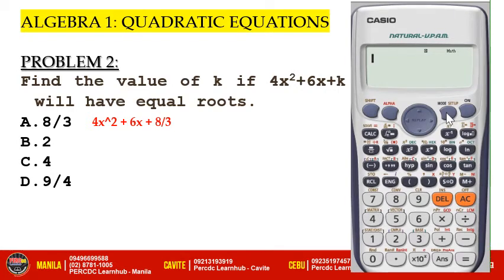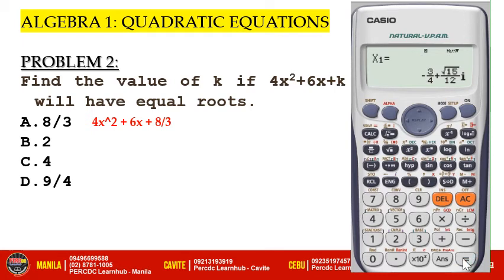So, sa letter A, mode 5, 3. And then, input natin yung coefficients for the letter A. That is 4, 6, and then 8 over 3. Okay, so 8 over 3, 8 over 3, then press equal. And after that, press tayo ng equal.